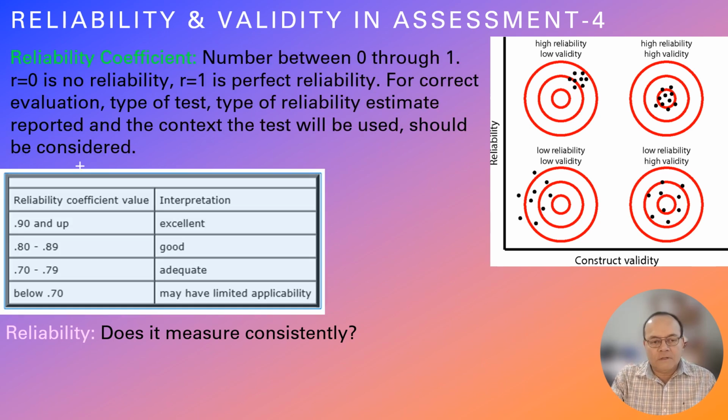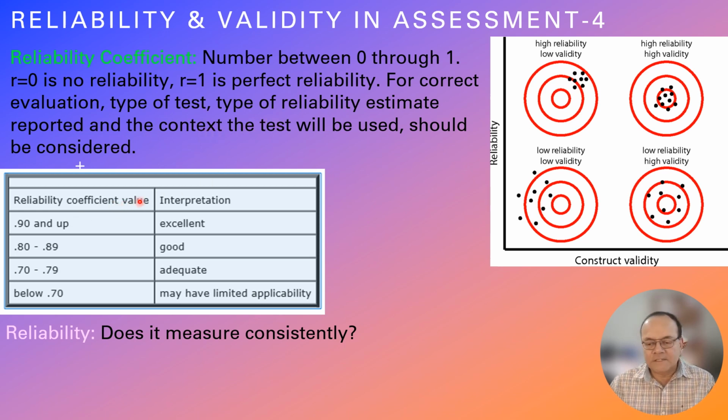Now we reach, there is a way of measuring reliability actually. It's called a reliability coefficient, and it's expressed as a number between 0 and 1, where 0 means no reliability and 1 is perfect reliability. For correct evaluation of the type of test, the type of reliability estimate reported should be considered.